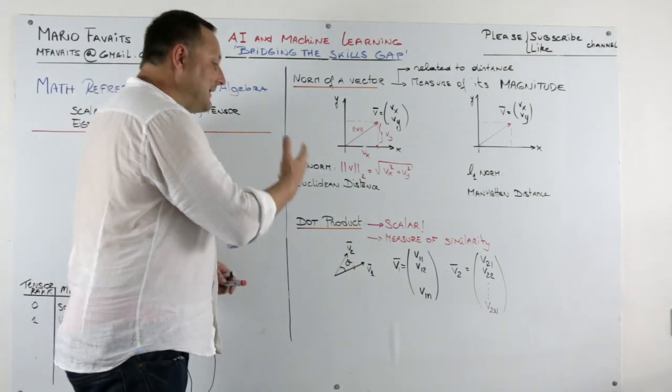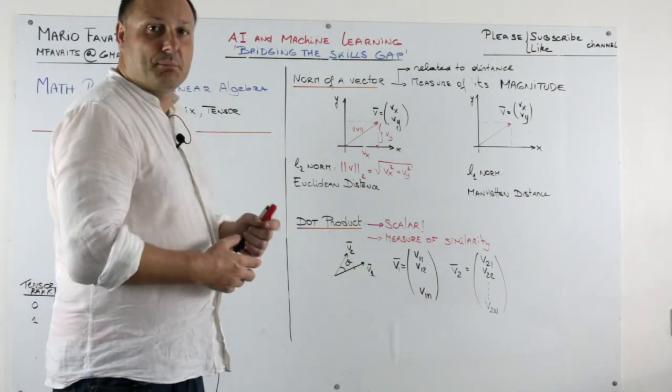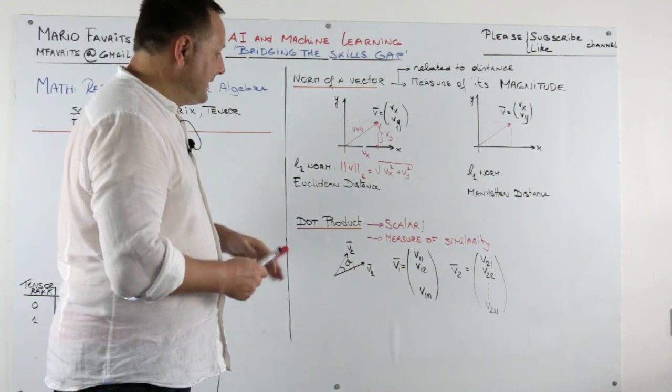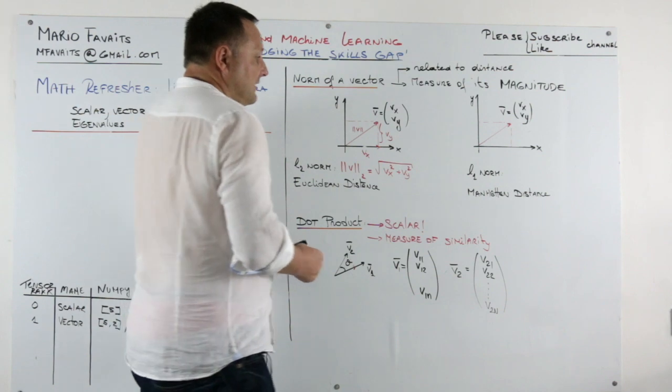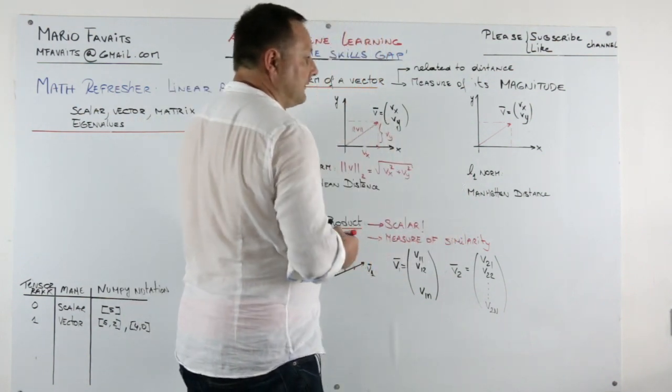Okay, this is Euclidean distance. It's what we typically use in our daily lives. We will also mainly use this one in machine learning. There are many norms. There's an L1 norm as well.